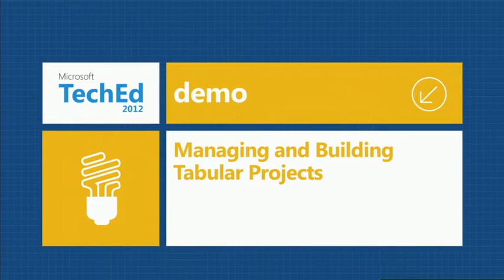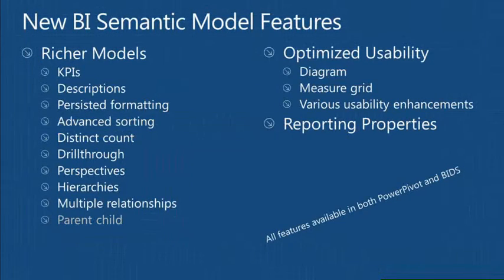So, what have we seen? What are our new BI semantic model features? We have richer models. We can do KPIs, descriptions, persist formatting, advanced sorting. We have distinct count. We didn't touch on it, but I will go into more details about distinct count in tomorrow morning's DAX session. And we can do drill through, perspectives, hierarchies, multiple relationships.